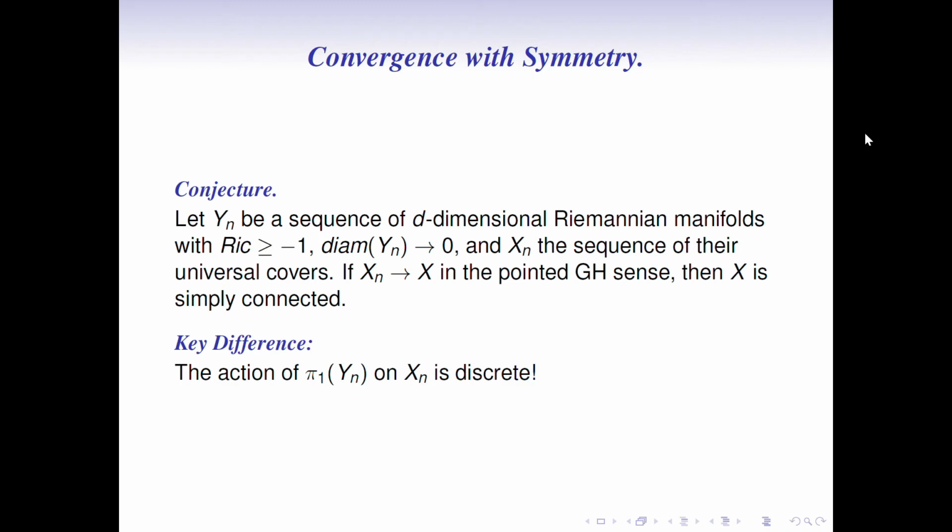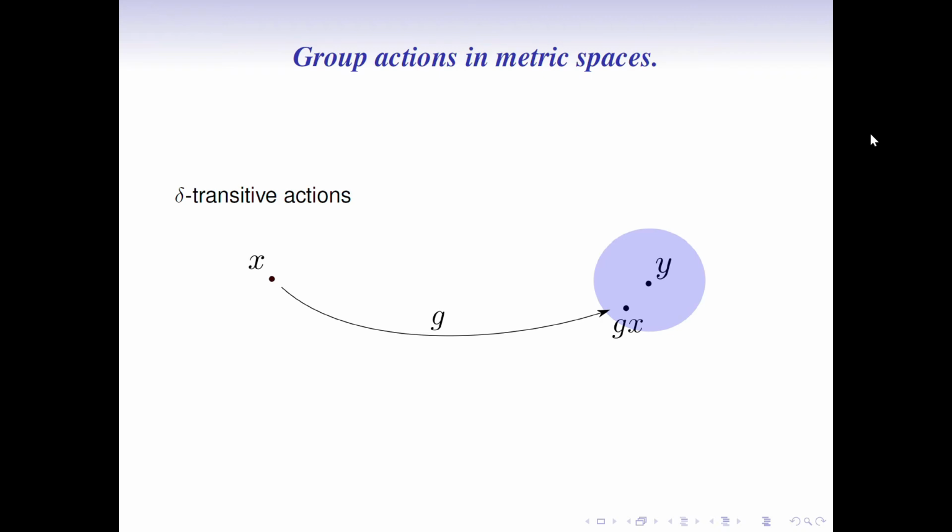And there is a key difference between this conjecture and my previous failed attempt. In here, the action of the fundamental group of Yn on Xn is discrete. Part 4, Convergence with Discrete Symmetry. We start this fourth part with some definitions regarding group actions in metric spaces.